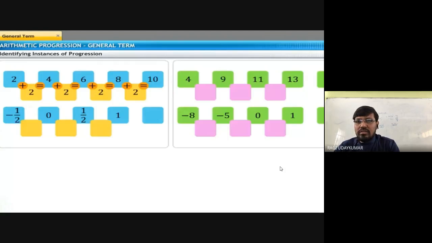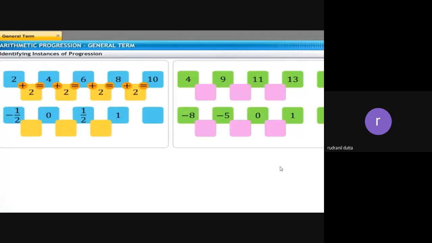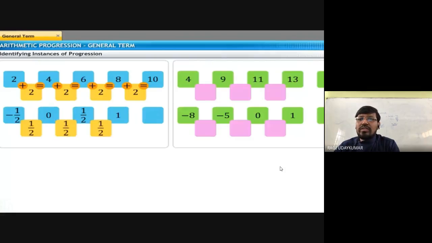In the same way, whenever you are going to get 1 by 2 and minus 1 by 2, if you are adding, you will get 0, plus 1 by 2. Sir, half. Yes, half. So here this half is the common difference in this situation.